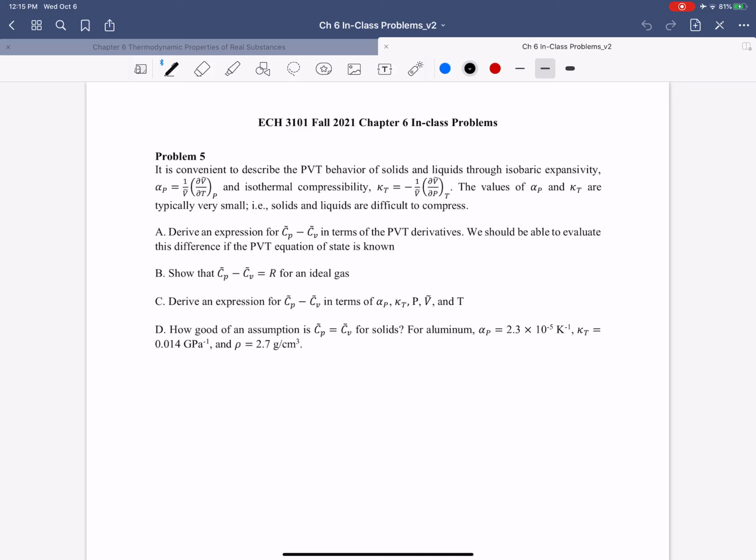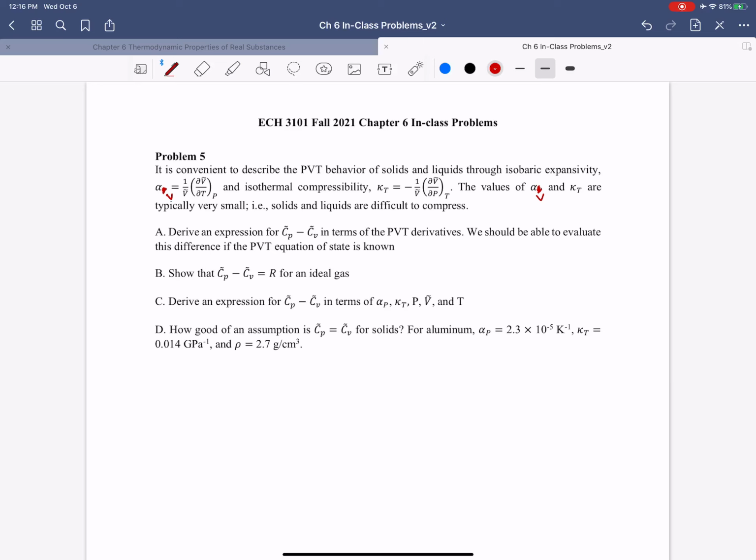the PVT behavior of solids and liquids through a couple of different parameters. So there's the isobaric expansivity, which actually I would just say here, instead of alpha P, I would call it alpha V. All right, so alpha V is equal to this, which is what we saw in the last problem. And then also isothermal compressibility, this kappa T, it's another named partial derivative, and it's equal to negative 1 over V dV dP at constant T.